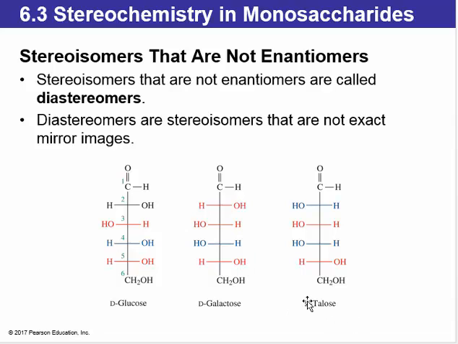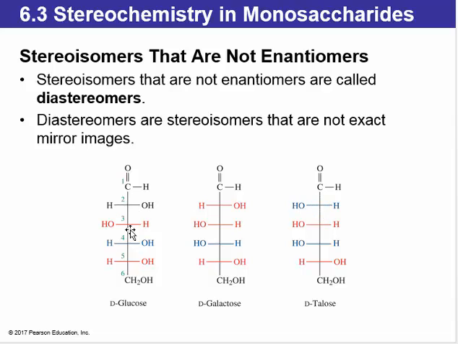And let's look at D-talose and compare it to D-glucose. So carbon 1 is the same and carbon 2 is different. In glucose, on the Fischer projection, the hydroxyl group on the C2 carbon is on the right, and on the C2 carbon in D-talose, it's on the left.